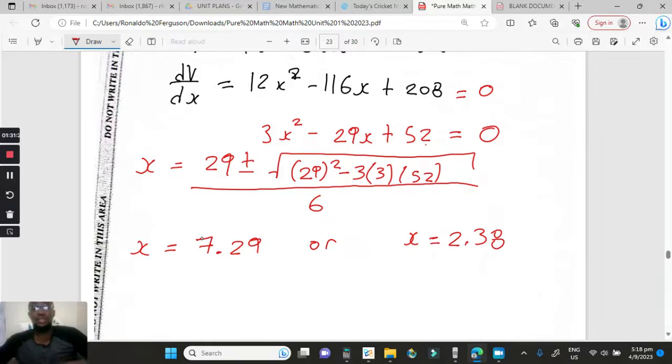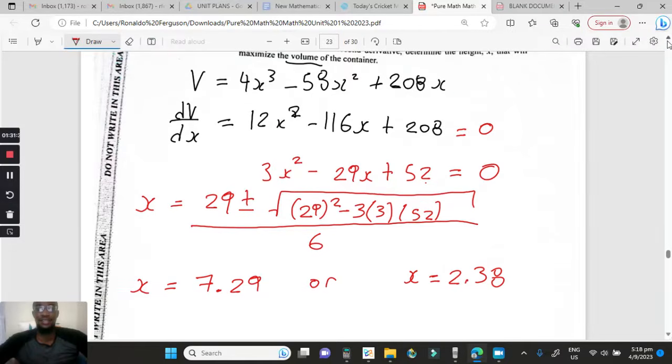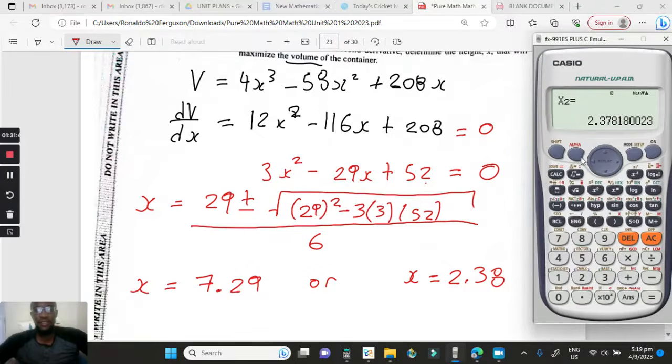Now, once you have these two answers, we're going to verify which one is correct. Because one might be max and one might be min, but we want to focus on the maximum one. Now, just to make sure we're good, what I'm going to do is also solve this right here. Let's make sure we did it correctly. 3 times 4 is 12, 29 times 4 is 116, 208. We're good. Let's make sure we did everything right.